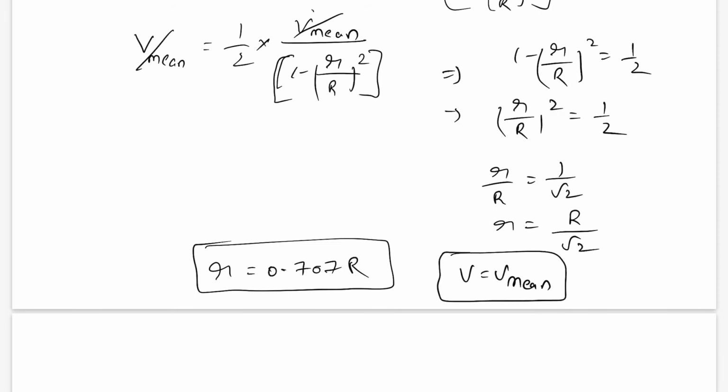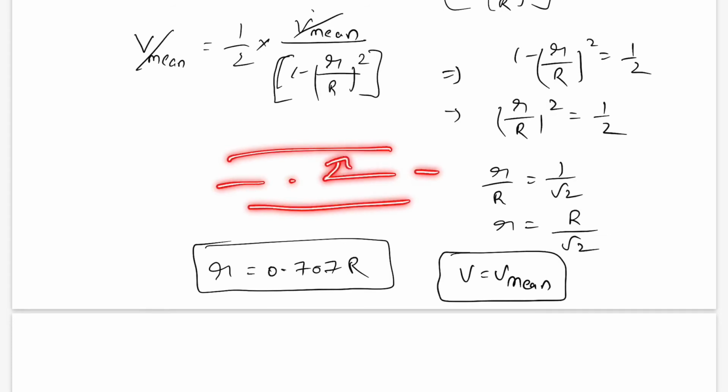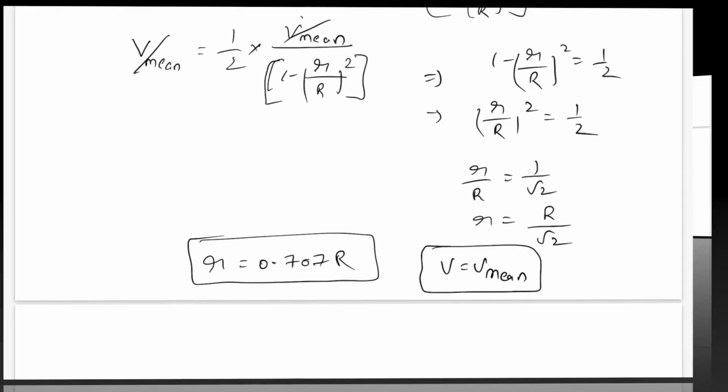So this is the value of the radius at which v is equal to v mean. That is, if a problem gives you a discharge and gives you area, you find out velocity by calculating q by A, and you'll get the mean velocity. This mean velocity will occur at a point at this much distance from the center. If we take this pipe, from the center, at 0.707 R, that is where you'll get the average velocity value.